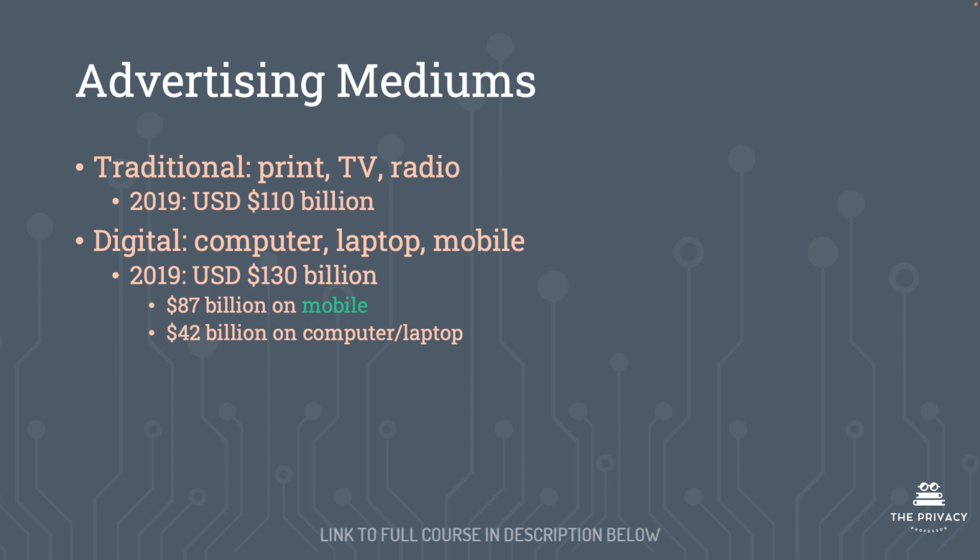In 2019, $110 billion was spent on the traditional mediums, whereas in that same year, $130 billion was spent on digital. Drilling down one level lower, $87 billion was spent on mobile, whereas $42 billion was spent on desktop computers and laptops. The numbers here make a pretty clear case that the vast majority of spending is going not only to digital, but to mobile platforms.